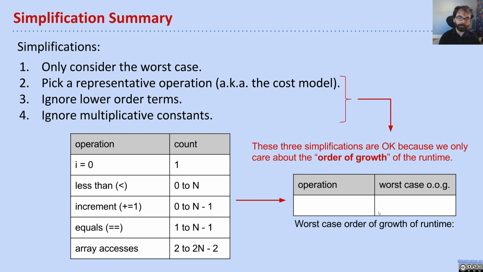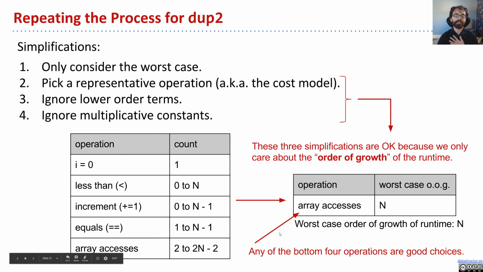So what I'd like you to do now is to try what we just did, but on your own, to take this table for dupe 2, figure out your chosen representative operation, reduce it down to the order of growth of the counts of that operation, and from that, try to infer the worst case order of growth of the runtime of the whole function. Okay? So in my case, I chose the number of array accesses. The worst case order of growth in this case is simply n. And thus, the overall order of growth of runtime is also n, since we assume that array accesses take constant time. But any of those bottom 4 choices would have been pretty good.